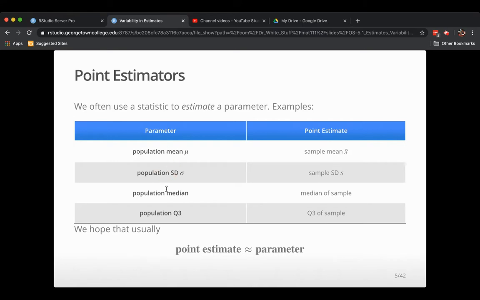Parameters are fixed, fixed, fixed, fixed. Statistics depend on the sample, so they depend on chance. Each of these is used to estimate its corresponding parameter. That's our hope. These statistics that we call point estimates, we're hoping that they'll be decent estimates of the parameters that they're set up to estimate.